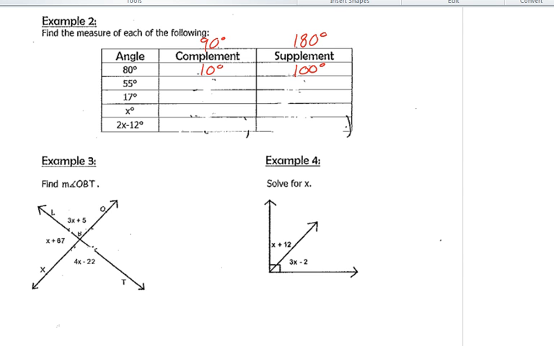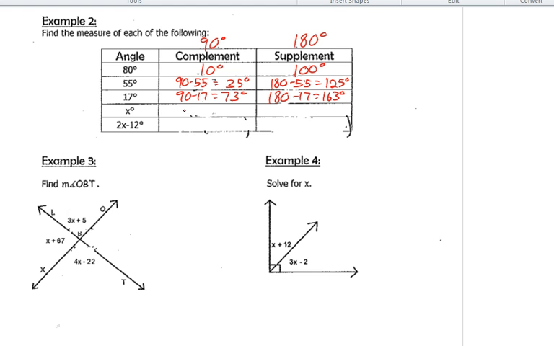Okay, next one would be 55 degrees. So if you're doing that, it would be 90 minus 55 equals 35 degrees. Again, not too bad. 180 minus 55 equals 125 degrees. We have 17, so 90 minus 17 is 73 degrees. 180 minus 17 is 163 degrees.